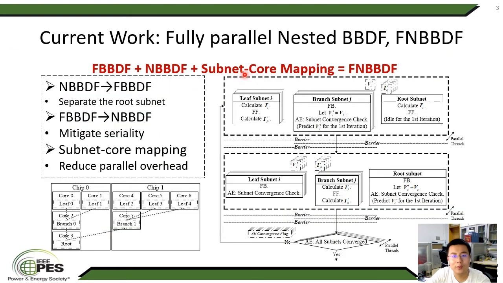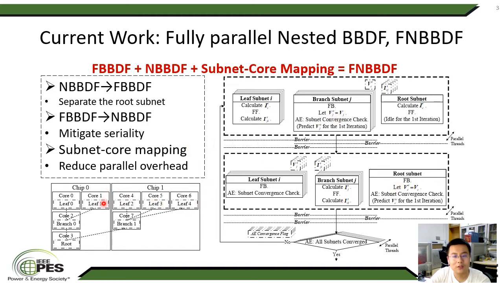Obviously, by combining the two existing methods, we proposed the fully parallel nested BBDF method, FNBBDF method. The idea is straightforward. The original network is partitioned into a leaf, branch, root structure. We perform the forward substitution of leaves, backward substitution of branches, and forward substitution of the root in parallel. Then we perform the backward substitutions of the leaves, forward substitution of branch, and backward substitution of the root in parallel. So all the subnets are solved in parallel.